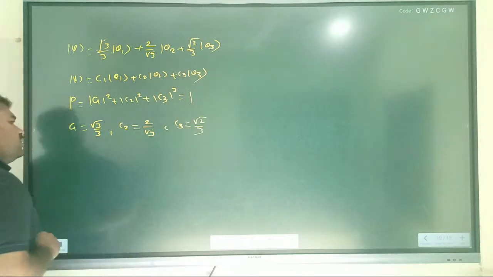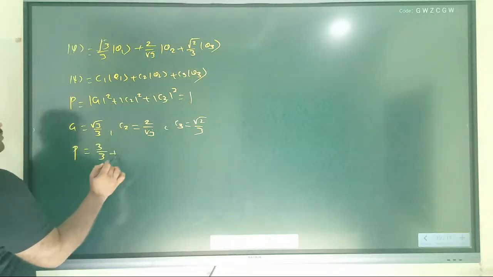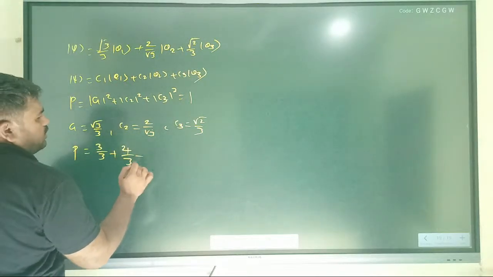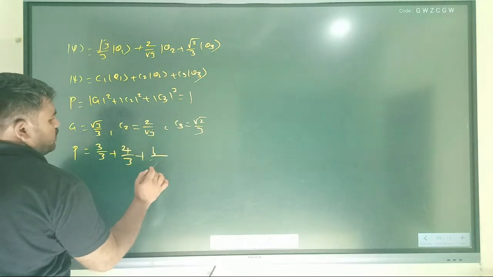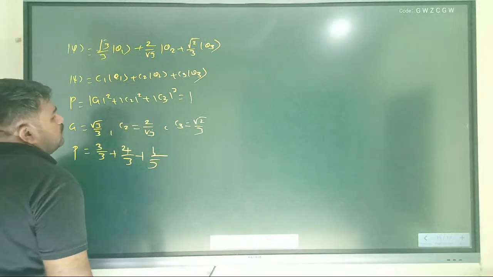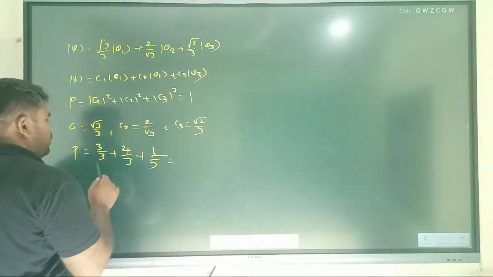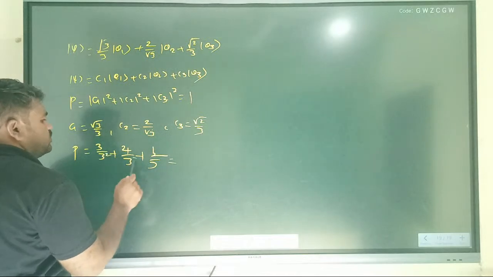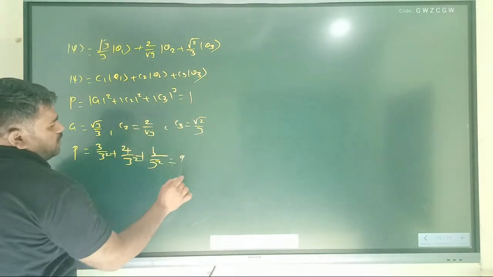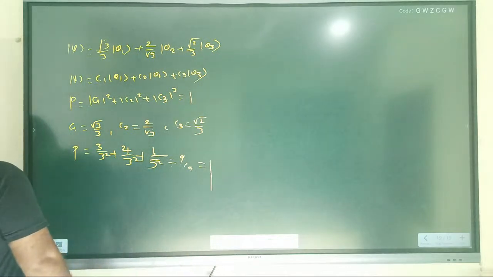Take the square of these, then we get 3 by 9 plus 4 by 9 plus 2 by 9. That is 3 plus 4 is 7, plus 2 is 9, so 9 upon 9 equals 1. This given function is normalized.